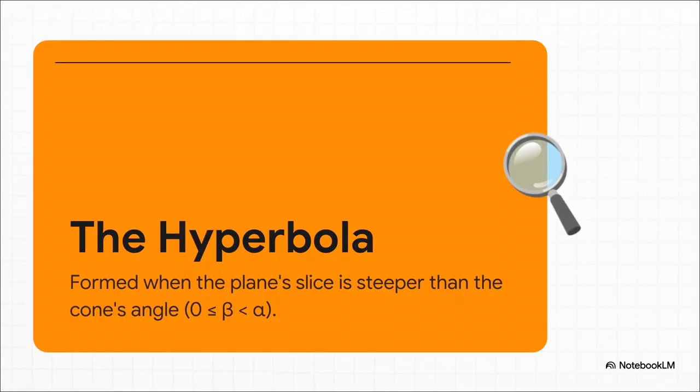All right, time for our last shape. And for this one, we're making our most extreme slice yet. We're tilting the plane even more, so much that the slice becomes super steep. So steep that its angle, beta, is now smaller than the cone's angle, alpha. Think about that. We're slicing at a steeper angle than the wall of the cone itself. And because we're coming in that steep, something totally new happens.